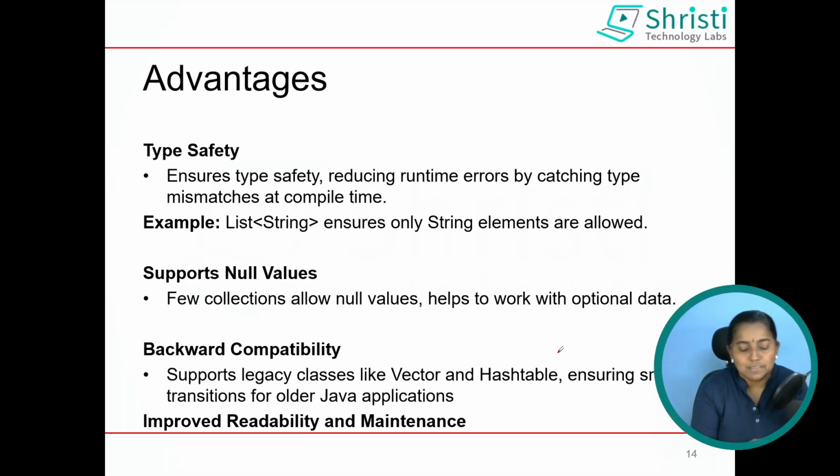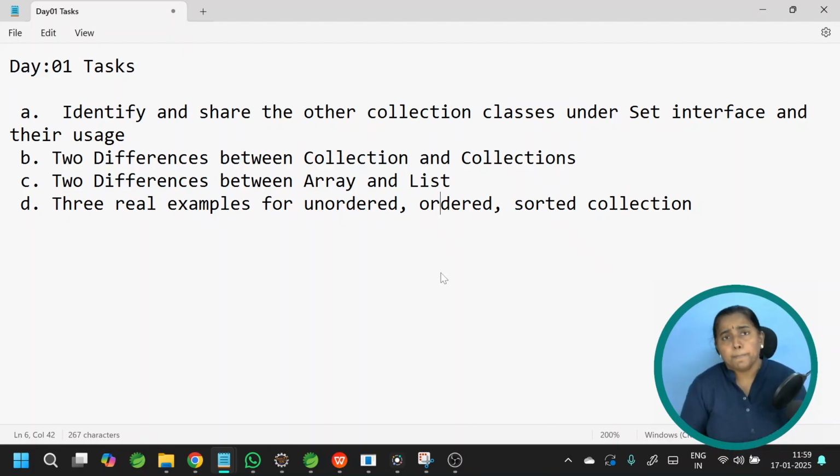Okay. The last one is improved readability and maintenance. If I want to create a collection of employee objects, then collection framework is the best choice. Rather than working with the array of employee objects, I can work with the array list of employee objects. So this is better. So this has got better performance and better readability. These are a few advantages of working with collection framework. Okay, I hope this is clear. We have really got a conceptual understanding of what is collection framework.